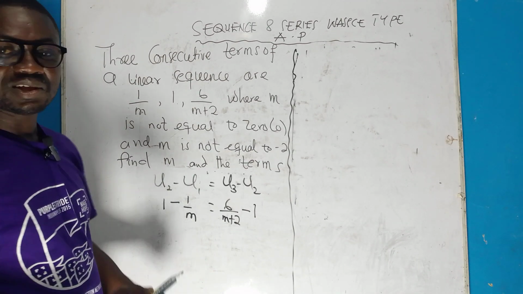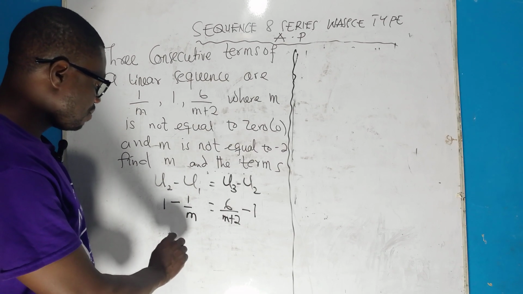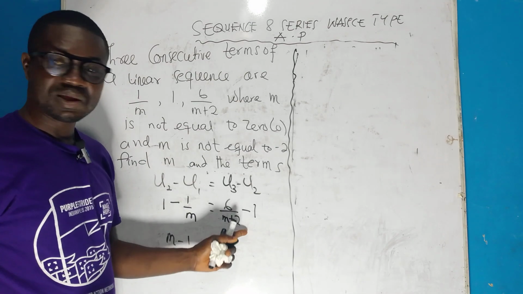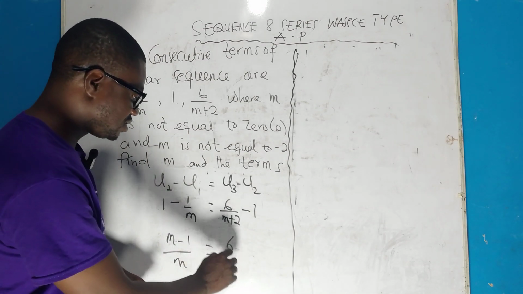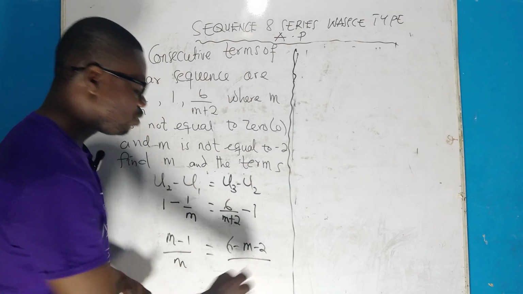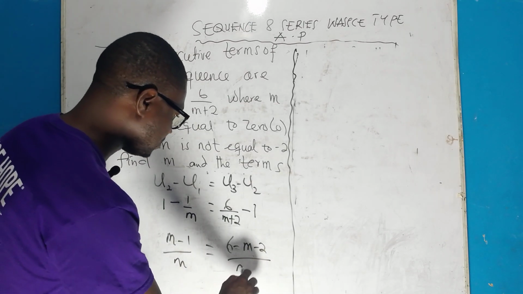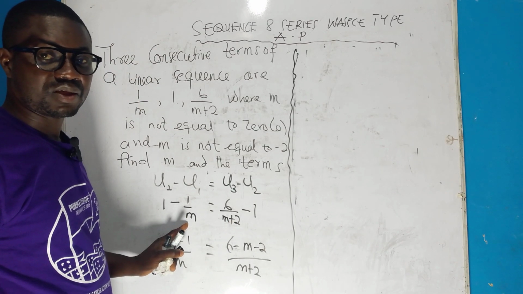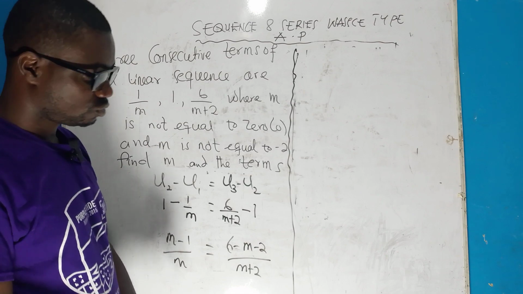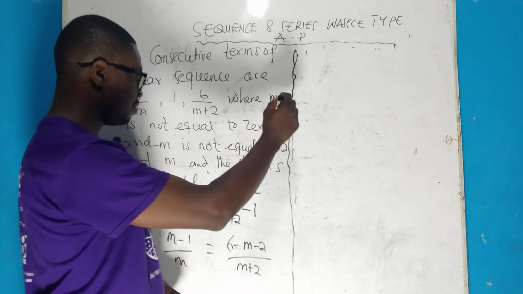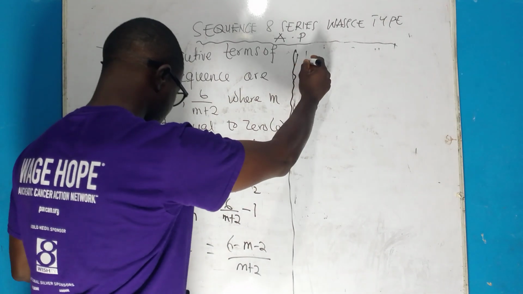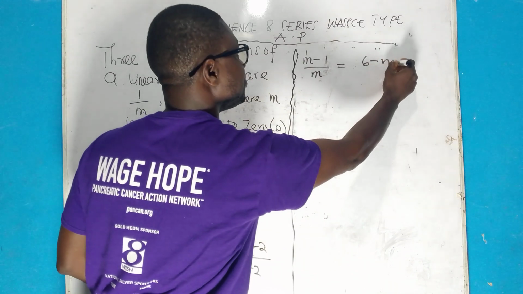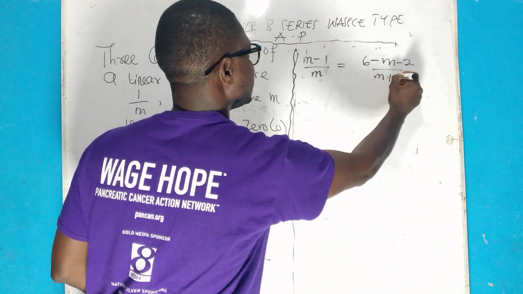With this, you realize that you end up getting m minus 1 over m is equal to, when you take a minute to simplify, 6 minus m minus 2 all over the same m plus 2, because this is your LCM, and here too this will be your LCM. So let's move on to the other side. Now we have m minus 1 over m is equal to 6 minus m minus 2 over m plus 2.